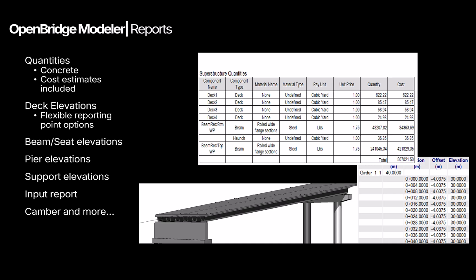Regardless if it is super elevated or not, we can extract deck elevations along the bridge. Well, actually, we can extract elevations anywhere on the bridge. Right? Following that geometry, so then we can get reports on beam seat elevations, pier elevation, any kind of supports. We can review what we have entered because all that graphical input is also translated into what we call an input report. If we design and bring that deflections into the model so we could generate camber reports.